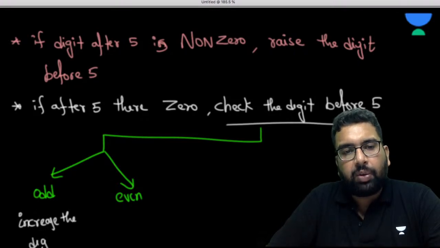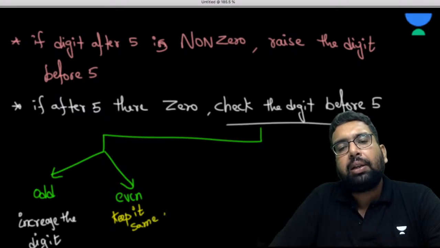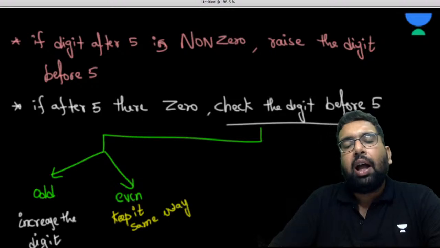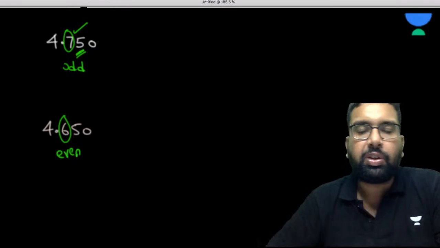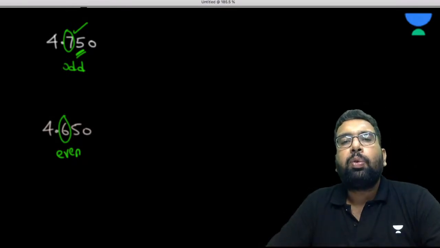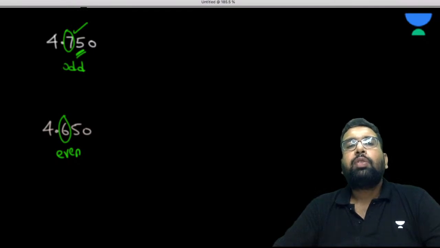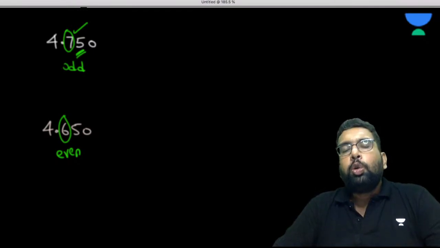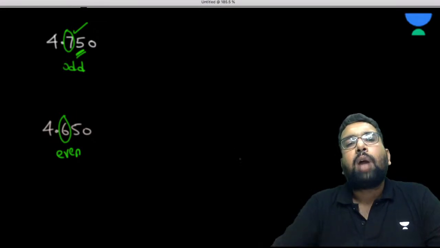Obviously, we always increase by 1. And if it is even, keep it the same. Understood? So now in this case, when you see 4.750 and you want to convert it into two significant figures, what is going to happen here?